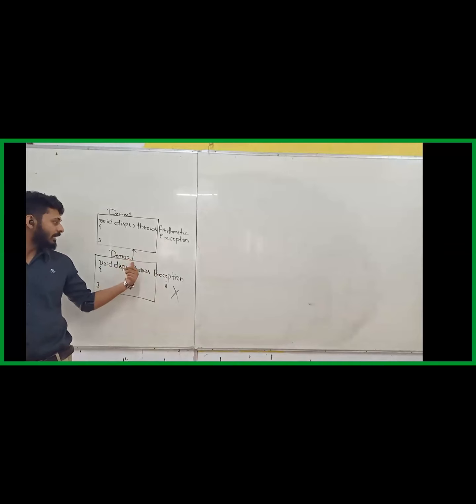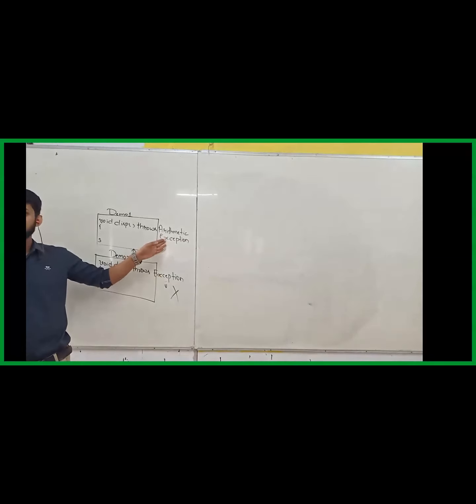Sir, here in between class demo 1, demo 2, there is a relationship. No, I'm not speaking about that relationship. I'm speaking about this one and this one. Is there any relationship between arithmetic exception and exception or not? It is there, because exception is the parent of arithmetic exception. Getting my point? Yes, no.